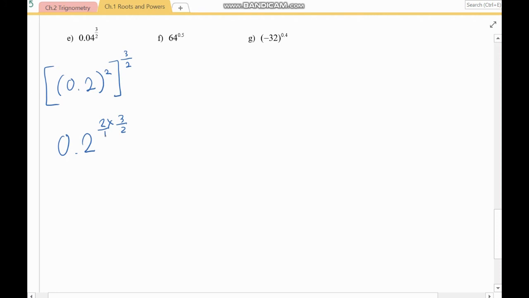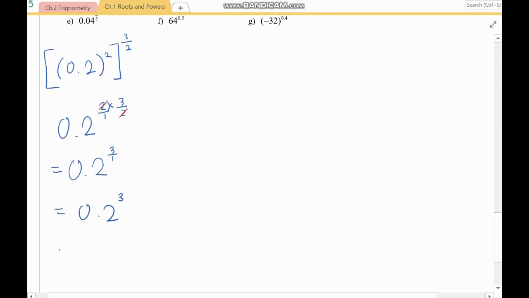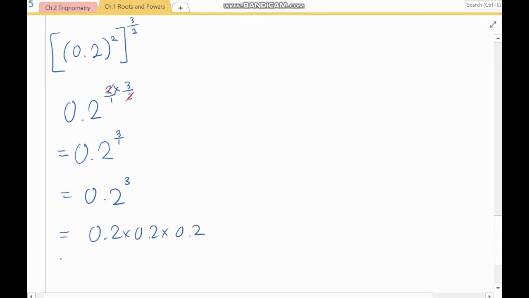2 is the same as 2 over 1. Then 0.2, 2 over 1 times 3 over 2. You can just simply reduce the fraction. Then 3 over 1. That is 0.2 cubed. 0.2 cubed is 0.2 times 0.2 times 0.2. Calculate it. That is 0.008.